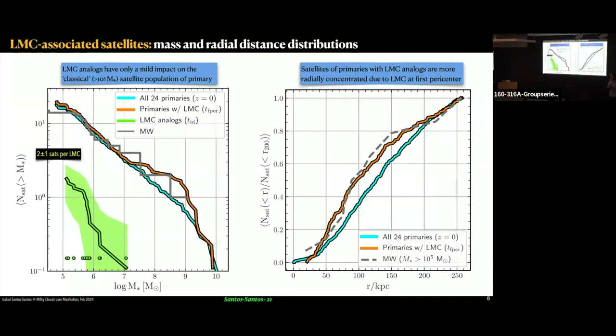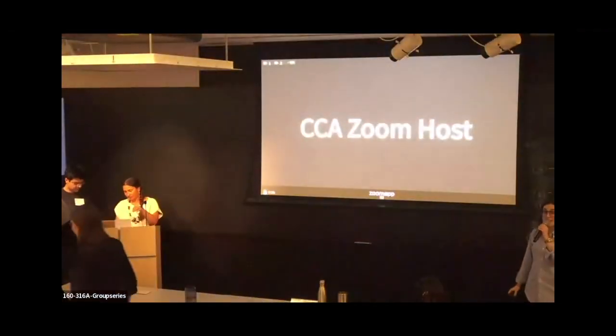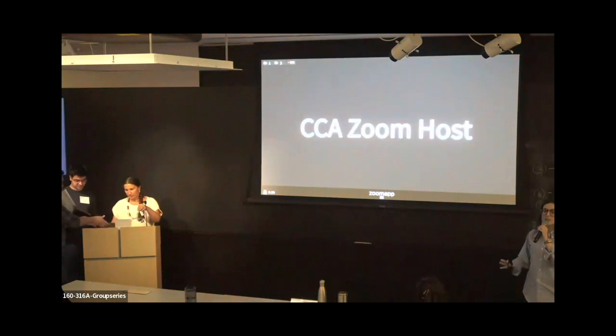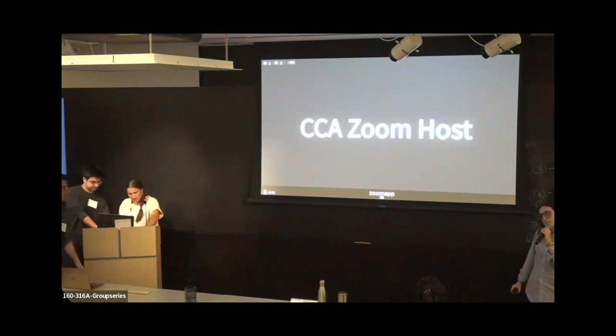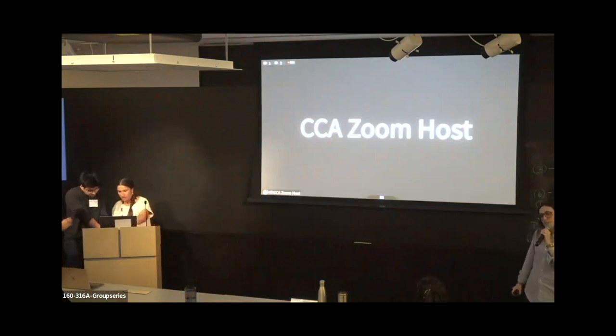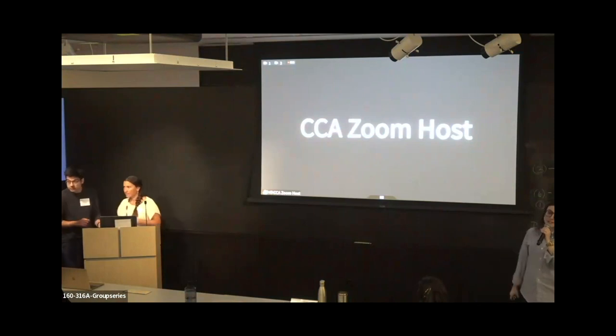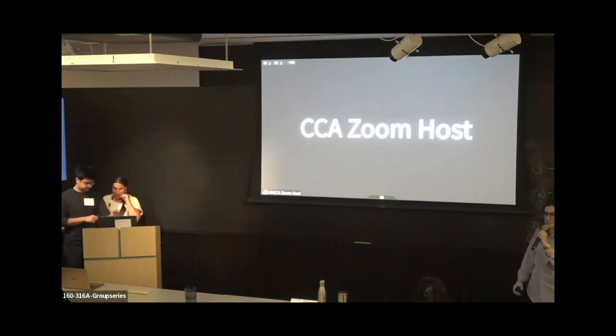One more question. Your selection criteria, did it include the fact that these LMC analogs are on their first passage or not? No, we didn't care about them being on their first passage. We just wanted them to have recent pericenters, and then we looked at them at first pericenter. It would be interesting to see if there is any difference between the first and the second, but I did not look at successive pericenters.